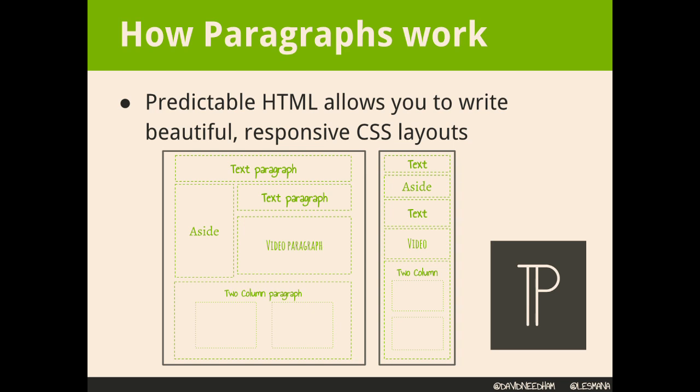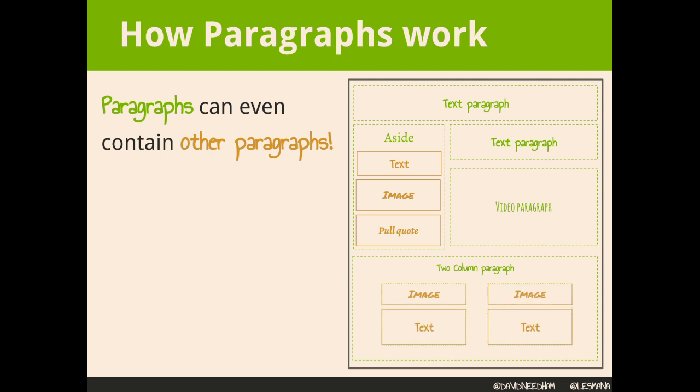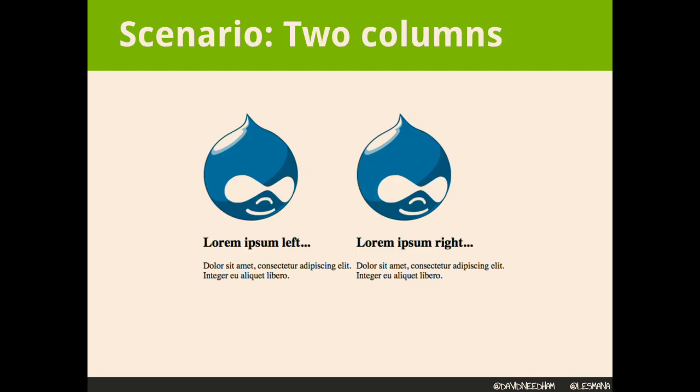We mentioned that we have a combination of this distinction between content paragraphs and layout paragraphs. The aside is something that we defined as being a layout paragraph. One of the beautiful things about paragraph fields is that you can contain other paragraph fields inside of paragraphs. So my aside paragraph can contain other paragraphs. I can put a text paragraph in there, an image paragraph, and a pull quote, and those are reorderable in the interface the same way as we've already seen. I can fill our two-column paragraph with the paragraph types that we've defined for content as well.